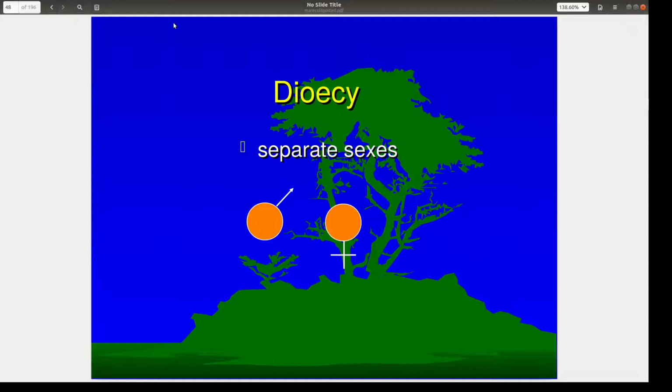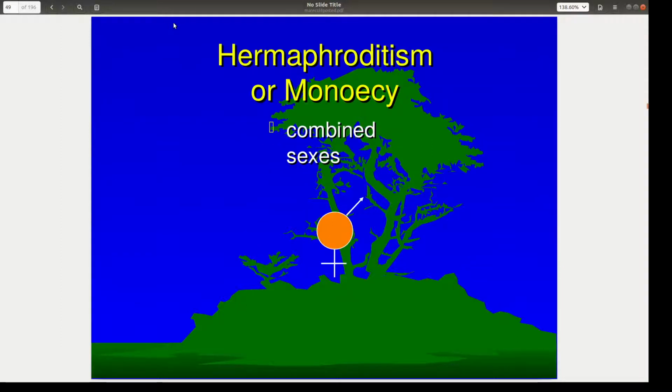sexes can be separate, and males are different individuals from females, or it's possible for sexes to be combined. Both eggs and sperm can be produced in the same individual, and that's called hermaphroditism in animals. And in plants, the word monoecy is also sometimes used. And monoecy is a specific type of hermaphroditism. That's the type in which both sperm and eggs are produced in a plant, but they're produced in different flowers. So you have male flowers or male cones, and female flowers or female cones in the same individual. That's called monoecy.